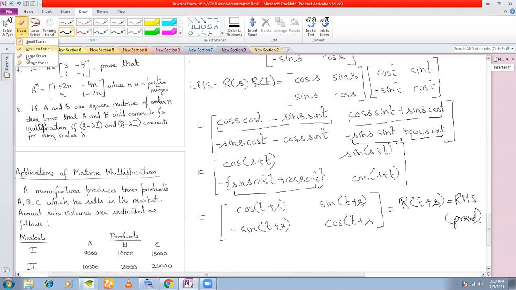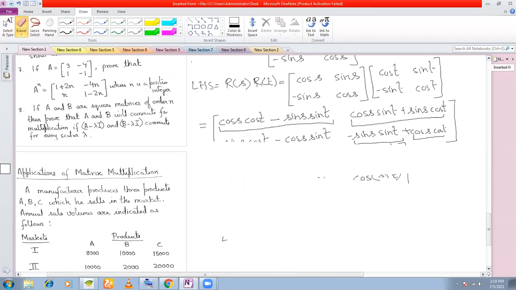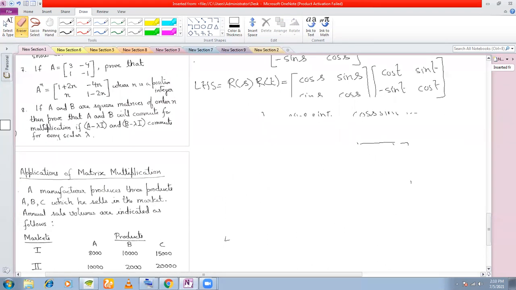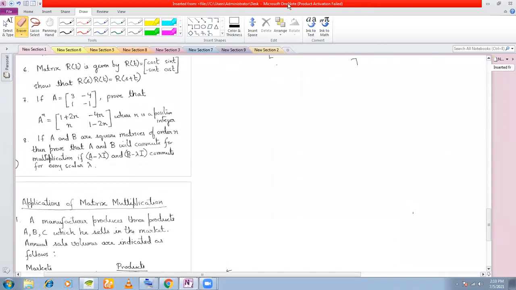We'll start with the next sum. The next problem is on induction, which we have done earlier in class 11. So we'll start this sum and we'll continue this sum in the next class tomorrow.